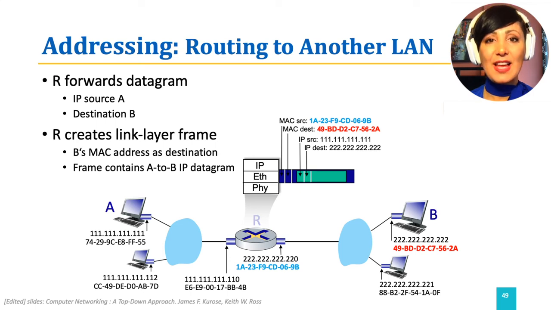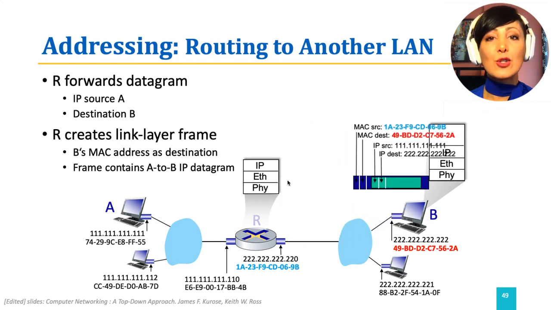To do this, the datagram is passed to the link layer and a new frame with new source and destination MAC addresses is made. The source MAC address is the MAC address of router R's interface connected to node B's LAN. The destination MAC address is the MAC address of node B. Note that the same ARP process is used within this new LAN to get B's MAC address. The frame is sent in this LAN towards node B.